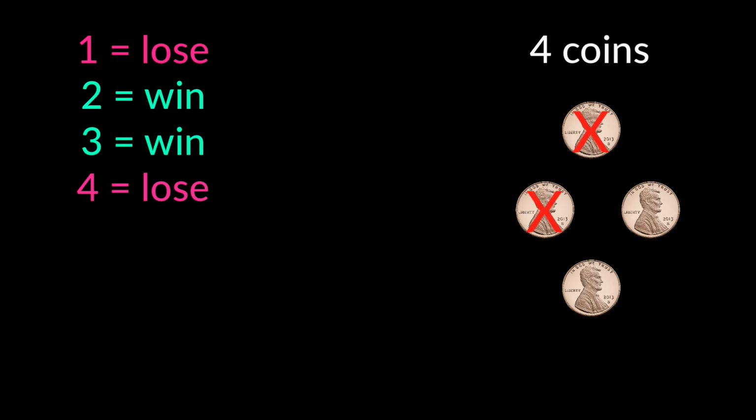Whoever is dealt 4 coins on their turn loses. Moving on to case 5. If there are 5 coins left, if I take away 1 coin, I will leave my opponent to deal with a situation of 4 coins, which we just said is a losing situation for that player. So they would lose, I would win.